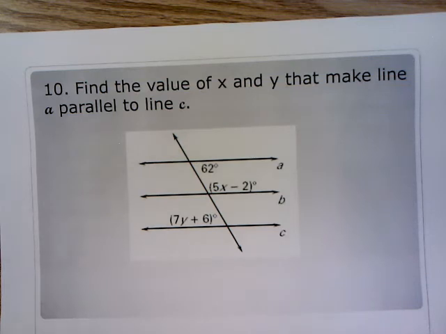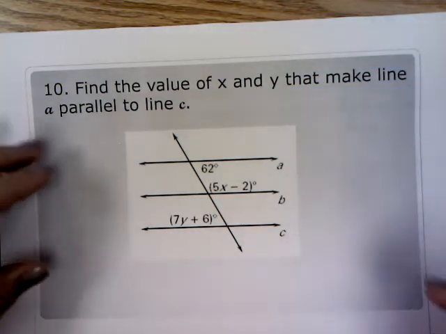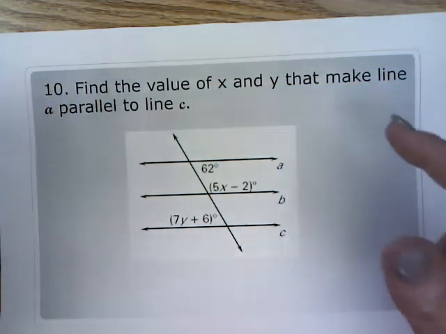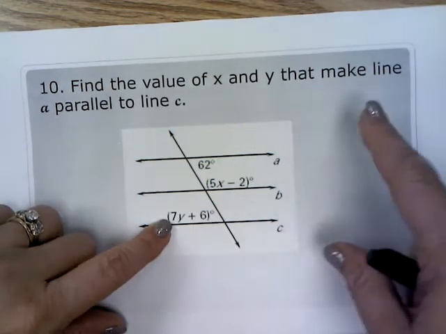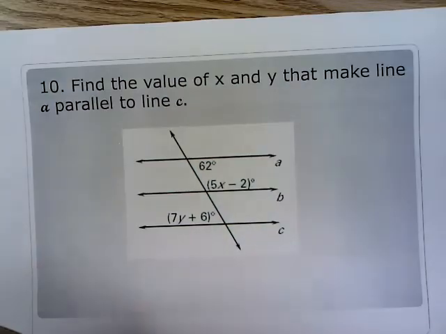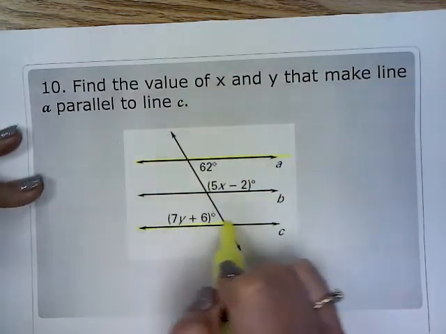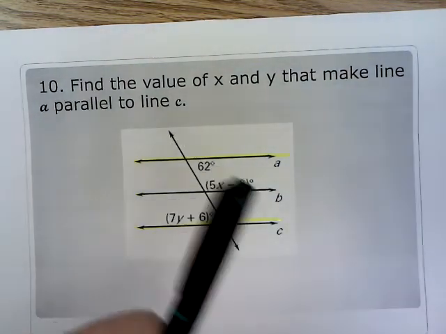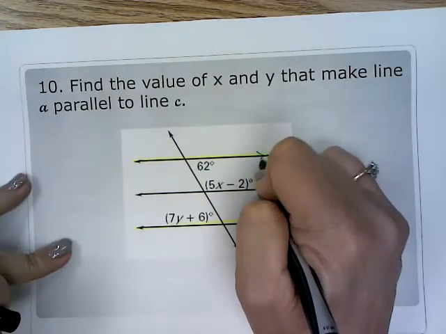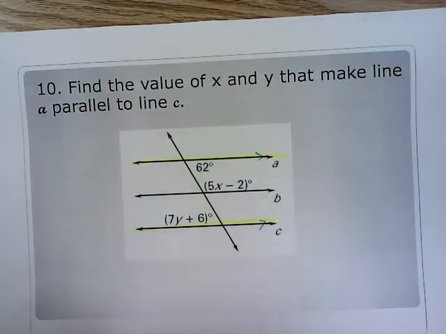Okay, number 10. Find the value of x and y that make line A parallel to line C. So I need to find the value of x and y, which are right here, that's going to make A and C parallel. So this is my goal. I like to highlight so I know what my goal is. I'm trying to make these two lines parallel. That's my goal.